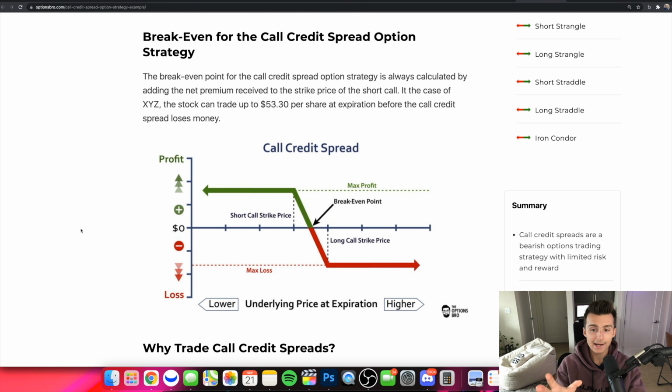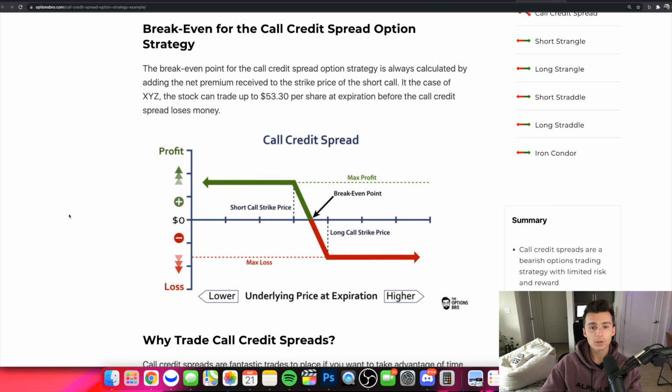Now, it's actually kind of reverse of what you may think. When we're trading a call credit spread, we're actually bearish on the stock. We want the stock to either sit where it's at or go lower. And when we're trading a put credit spread, we're bullish on the stock. We want that stock to either sit where it's at or go higher. And we'll talk about what strike prices you can kind of look at and then our example here.